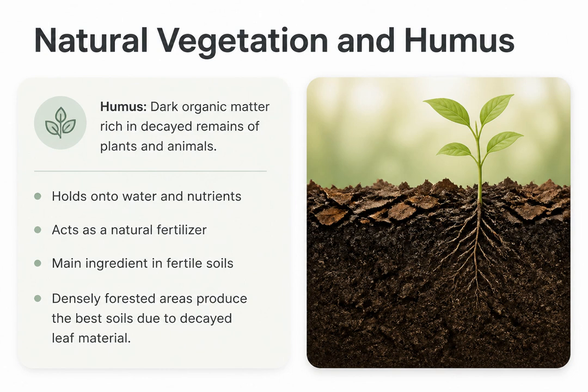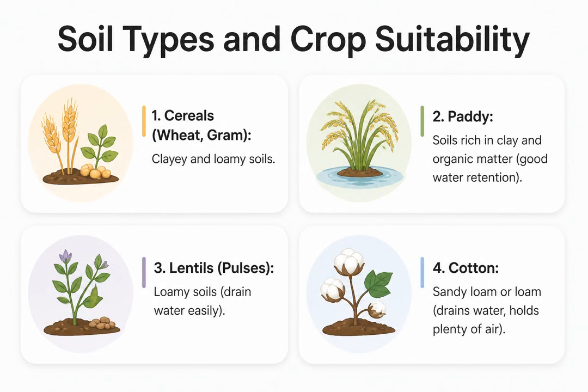Vegetation reflects the combined effects of relief and climate, and it heavily influences soil development. Densely forested areas contain some of the best soils in India because decayed leaf material adds humus. Humus is a dark organic matter from decayed plants and bugs. It acts as a natural fertilizer, holding onto water and nutrients, making it the main ingredient in truly fertile soils. Because different soils have different levels of humus, clay, and sand, they are suited for different crops.